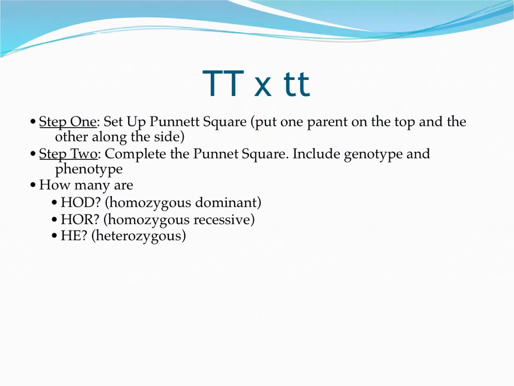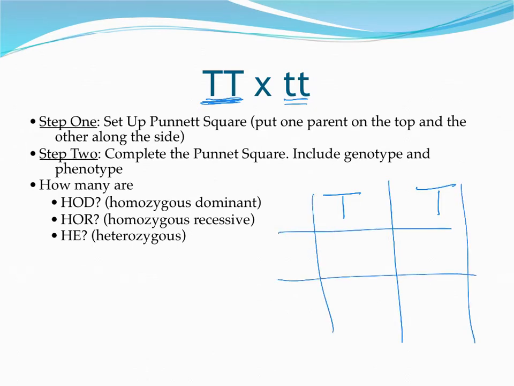For this one, you're going to get this cross: homozygous dominant, big T, times homozygous recessive, little t. To set up our Punnett square, we put one parent on the top, and like I said, I'm always going to do the first one across the top. So the gametes that could form from this homozygous dominant parent would be big T and big T. This would be the second one, little t, so we have the two recessive alleles from the second parent.